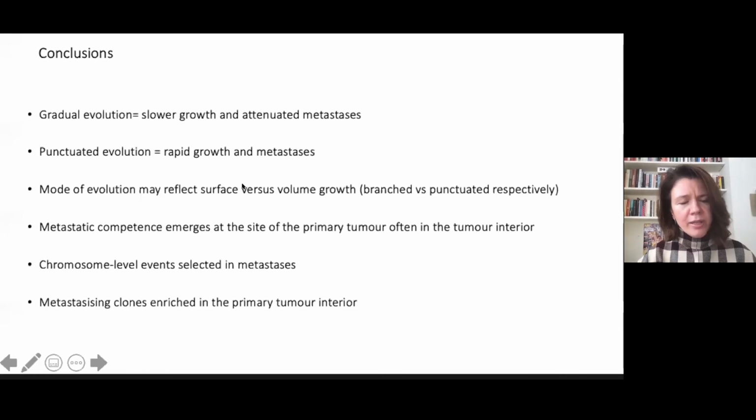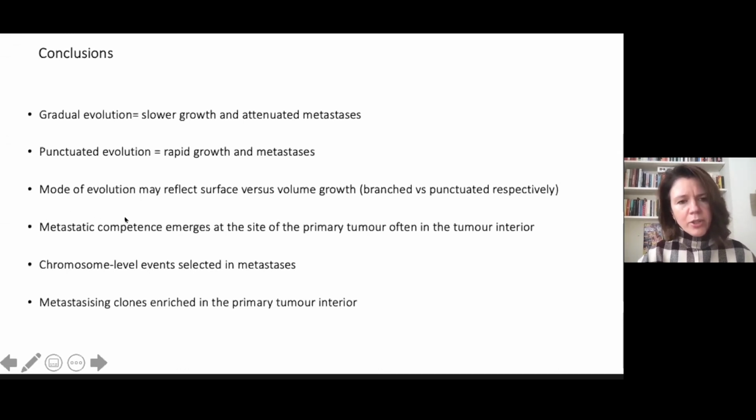And I've shown you just in these last couple of slides that mode of evolution may well reflect the patterns of tumor growth. So where the growth is predominantly at the surface, this coincides with branched evolutionary patterns, whereas where growth happens throughout the tumor, the so-called volume growth, this is more likely to reflect punctuated evolution in a clonal sweep. And I really want to highlight this point.